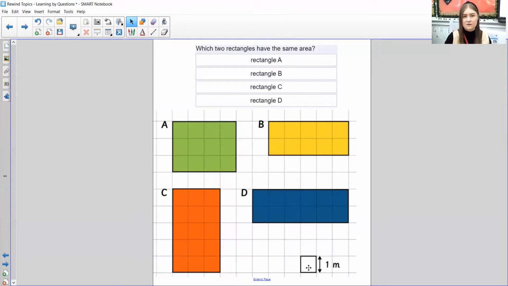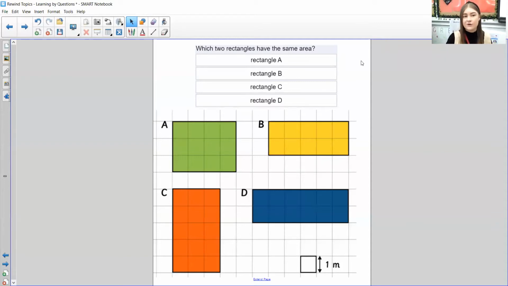Okay, for the next one. Which 2 rectangles have the same area? So these all look very, very different, but we need to find which ones have the same area. And in order to do that, we need to know exactly how big each one is. So by multiplying or by counting, I'd like you to pause the video and just make a note of A, B, C, and D. Just make a note of them like that, and then fill in what each one is. Okay, so we're looking at which 2 have the same area.